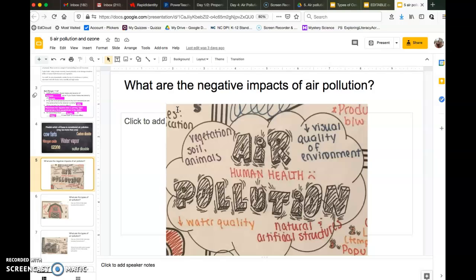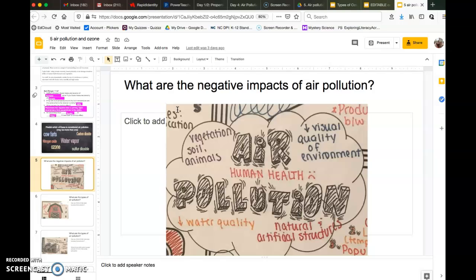It's harder to breathe, we get sick more often, maybe we can't get the sunshine that we need, so that's a negative. We can also decrease our visual quality of the environment, so maybe it's not harming anything, but it's an aesthetic thing. It's not likely that you're going to go visit an area that is covered in smog and full of pollutants.